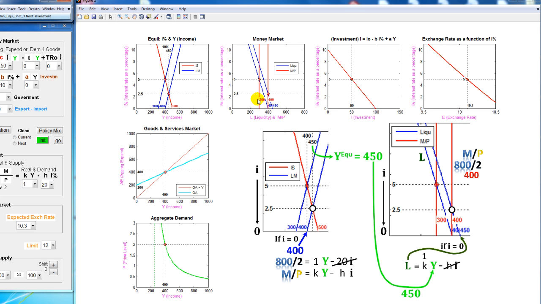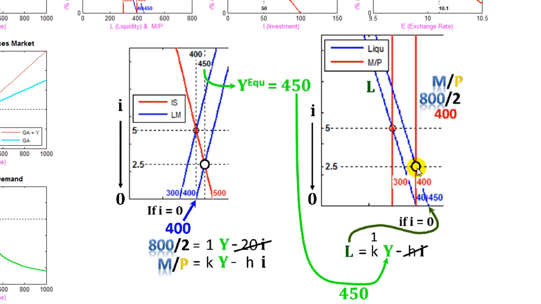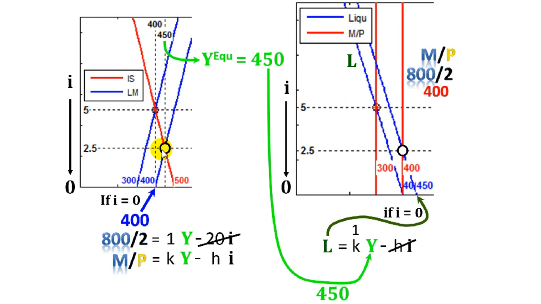And in the new intersection the interest rate is 2.5, which is exactly this 2.5. We have seen that before. This happened because in order to get this equilibrium, we need the equilibrium in the goods market, which is the IS curve, and we need equilibrium in the money market, which is the LM curve.